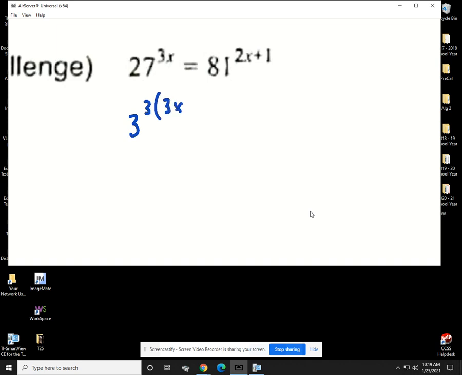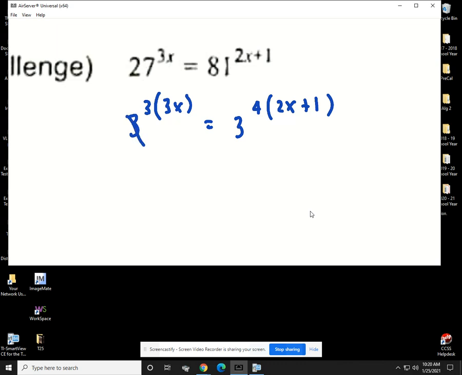And you already had the 3x up there. So let's keep going. 3 cubed was 27, right? Well, what's 27 times 3? There it is. So we only had to do 3 to the 4th to get 81. And you already had the 2x plus 1 up there. So does everybody see how I did that? We did 3 cubed to get 27. We did 3 to the 4th to get 81. Now we have the same bases.